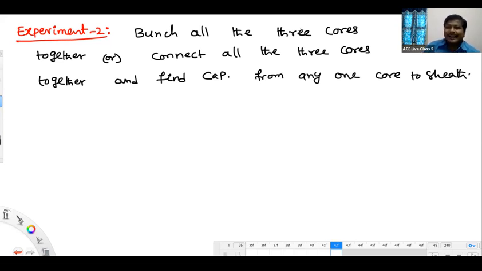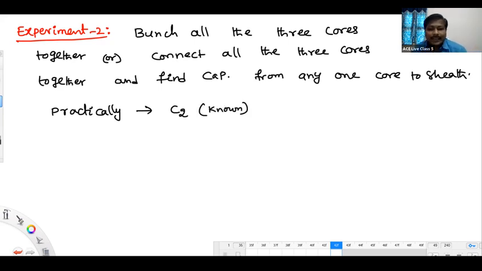Okay, practically in the lab, after conducting this experiment, I calculated this capacitance as something like C2, some number you get. Practically from the lab, we got this number as C2.